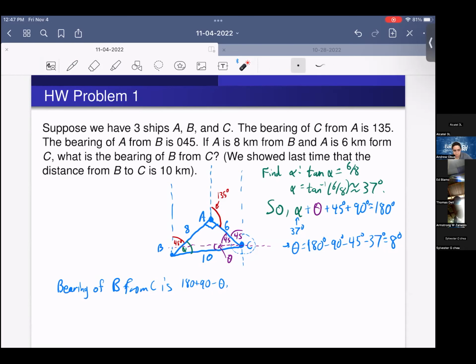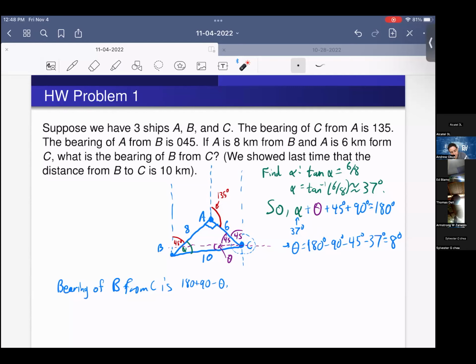So now that we know theta is 8 degrees, to find the bearing of B from C, I just add alpha to theta plus 90 degrees for 360.